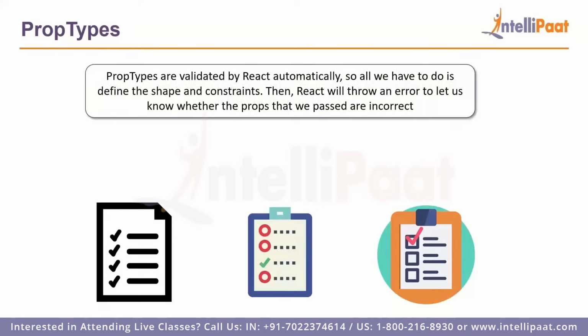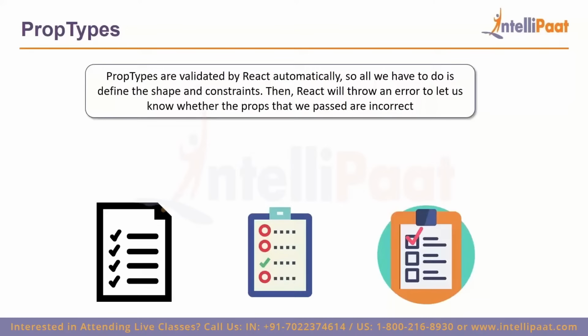So prop types are validated by React automatically. All we have to do is define the shape of the constraints. React will throw an error or a warning depending on what prop types library you're using. React has extracted the prop types into a separate library. So if you want to use prop types in React, you have to import that script, and then it will work. Whether or not props are passed in correctly is what's going to determine the throwing of warnings.